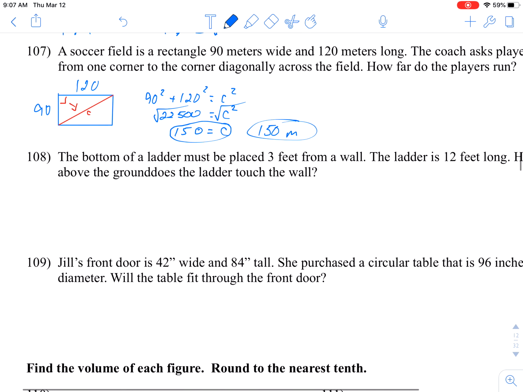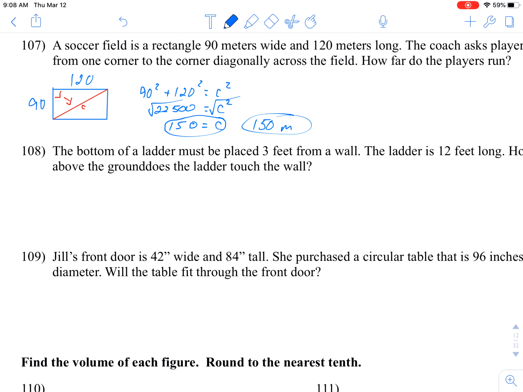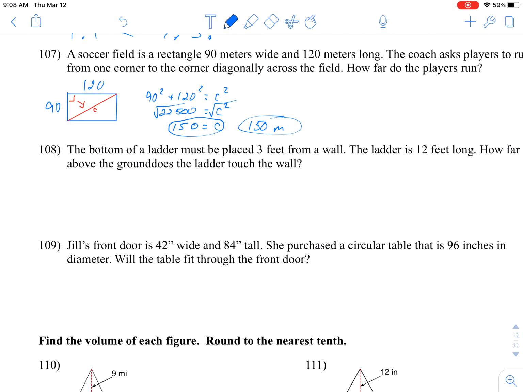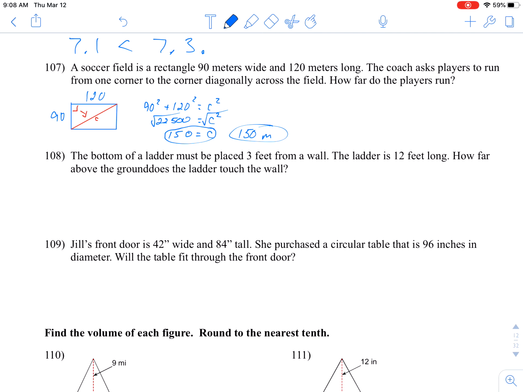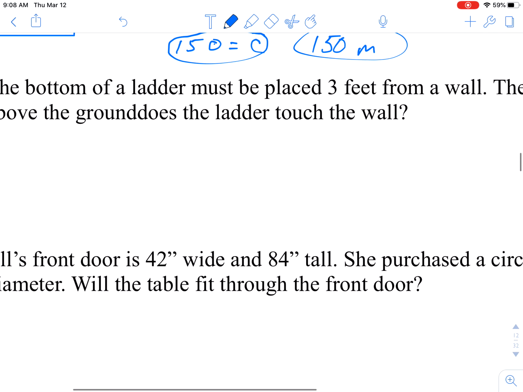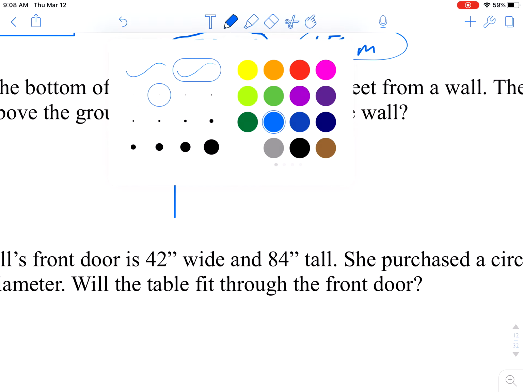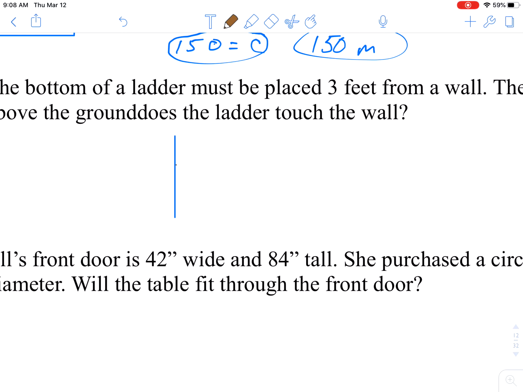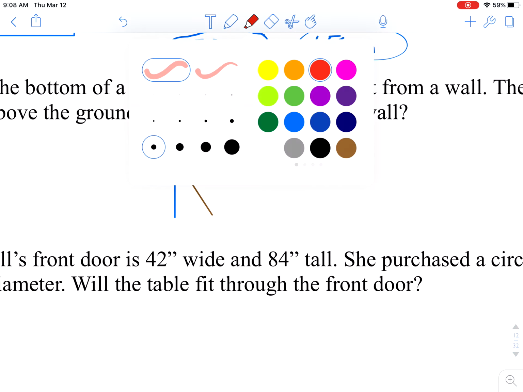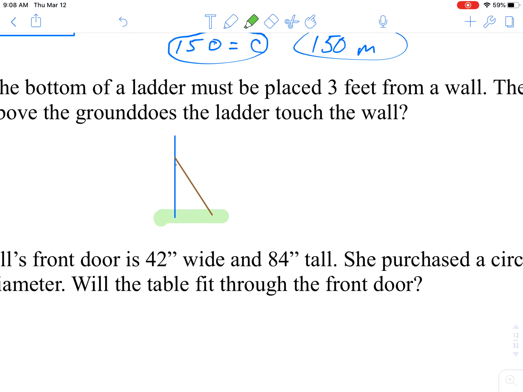The bottom of the ladder must be placed 3 feet from the wall. The ladder is 12 feet long. How far above the ground does the ladder touch the wall? So we've got this wall that's standing here. We have a ladder that's leaning up against the wall. And then we have that it is placed on the ground.